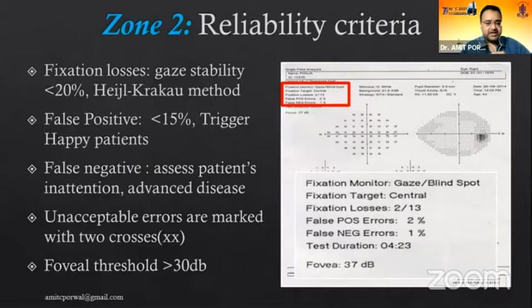Then you have the false negative. What is this false negative? It assesses the patient's inattention or advanced disease. And when the fields are not being performed properly, it shows unacceptable errors which are marked by 2 crosses. It also shows the foveal threshold, which should be more than 30 decibels.